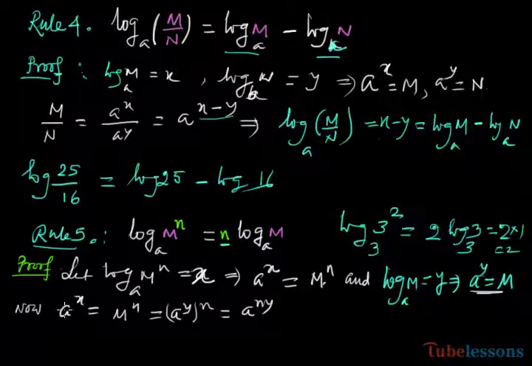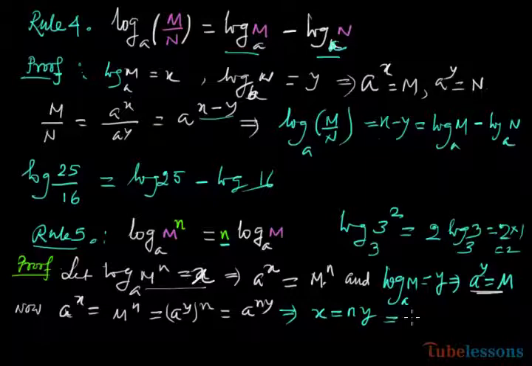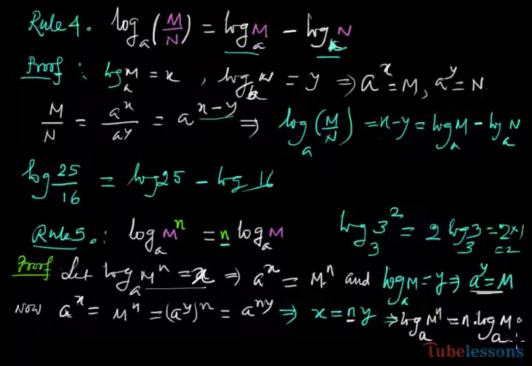So now we found that a to the power x equals a to the power n y. This implies x equals n y. Where x is log m base a, so log m base a is equal to n into y, and y is equal to log m base a. So it is proved.